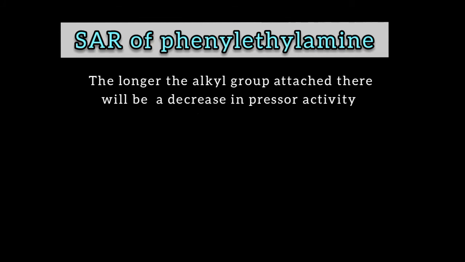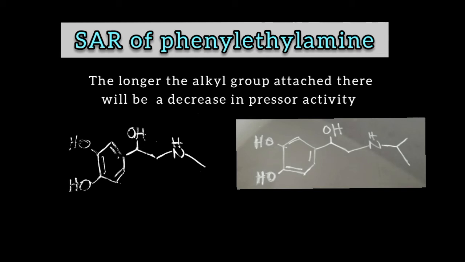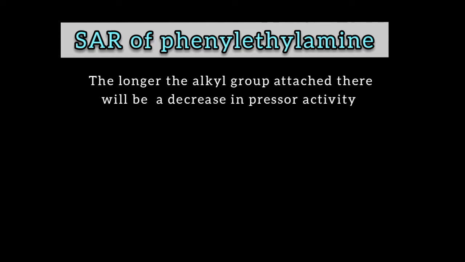For example, if you go back to those two structures of isoprenaline and adrenaline, based on what I just said, it means that the pressor activity for isoprenaline is going to be less as compared to adrenaline. So we expect adrenaline to have more pressor activity, and the tertiary amine will be very, very toxic, which is why it is hence not very common amongst these agents.